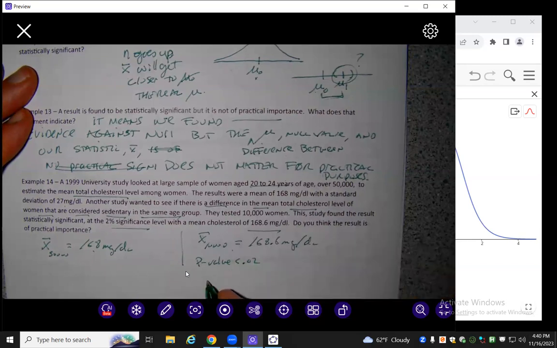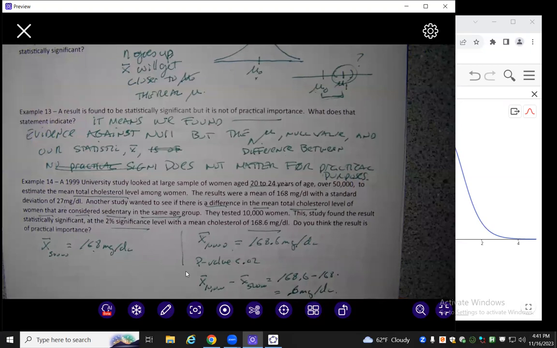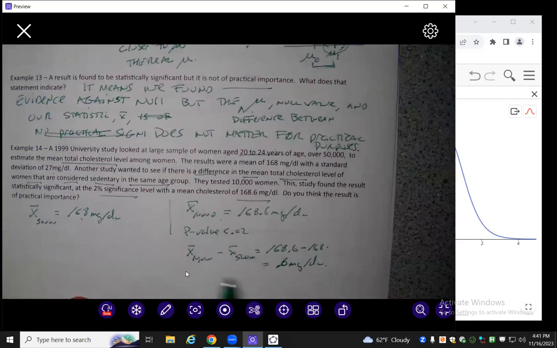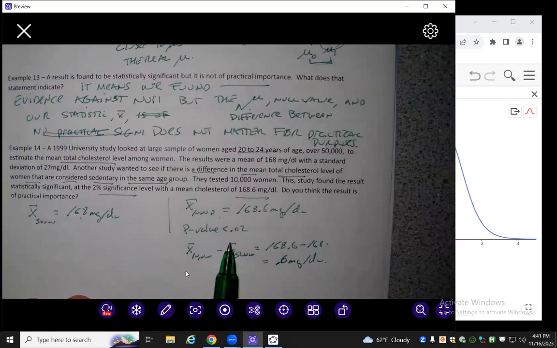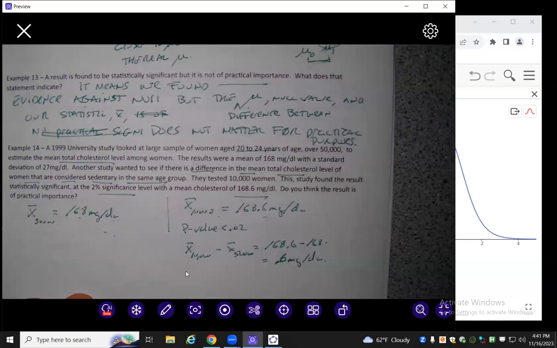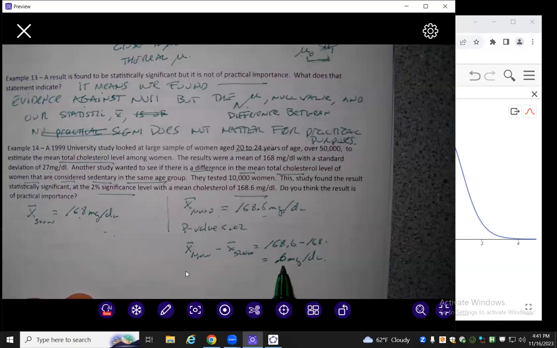But notice the difference between these two numbers is not that great. 168.6 minus 168, so 0.6 milligrams per deciliter. Now the question becomes, we found the result to be statistically significant, but is that important? Is there a difference between the two groups? The answer is yes. We found evidence that there is a difference between the two groups. But how big is that difference? It turns out not that big.